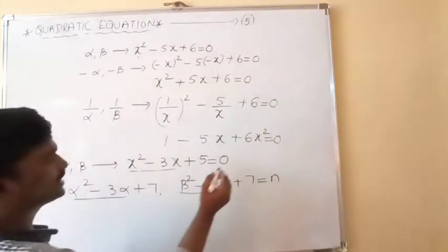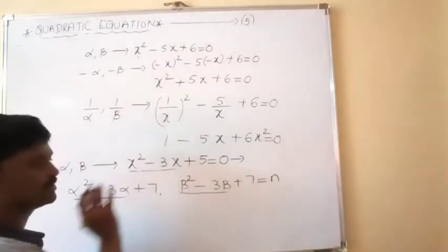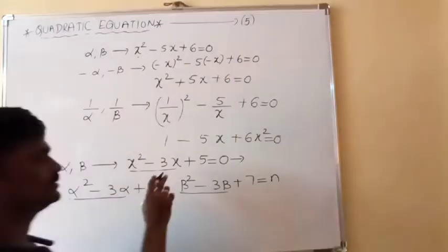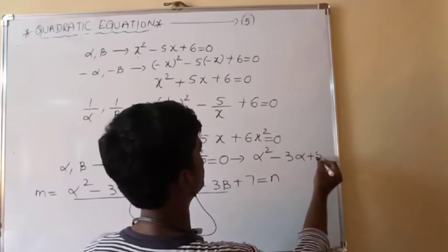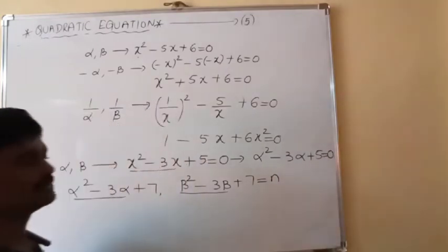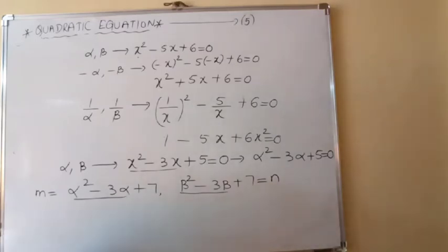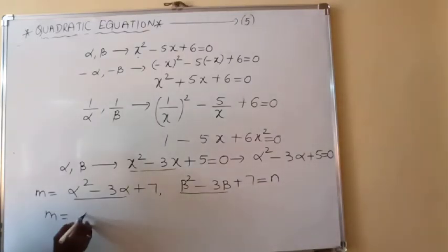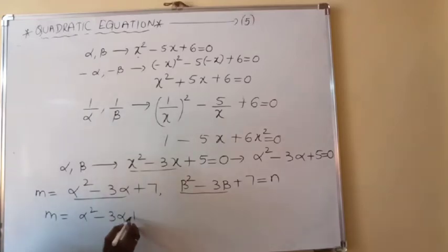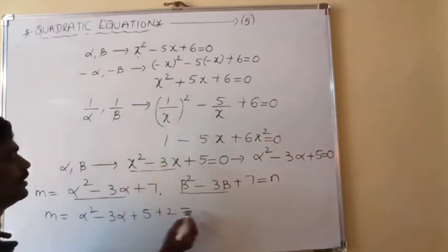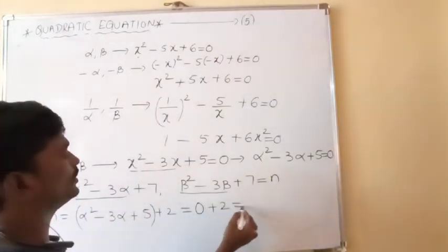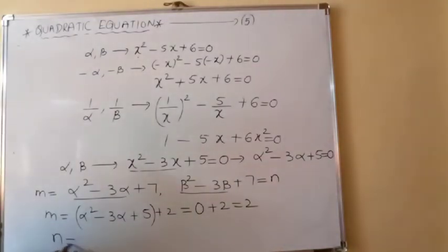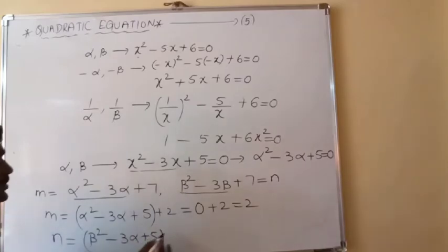So you do one thing. As alpha, beta are the roots of this quadratic equation, both alpha and beta satisfy this quadratic equation. Thus we have alpha square minus 3 alpha plus 5 is equal to 0, as well as beta square minus 3 beta plus 5 is also 0. So alpha square minus 3 alpha plus 7, I am writing as plus 5 plus 2. Anyway, alpha square minus 3 alpha plus 5 value is 0, plus 2. What you got? 2. Then n also I am adjusting like this: beta square minus 3 beta plus 5 plus 2.